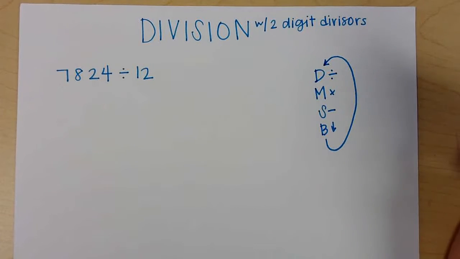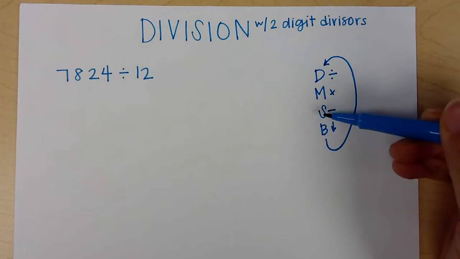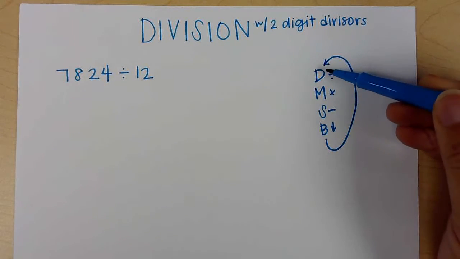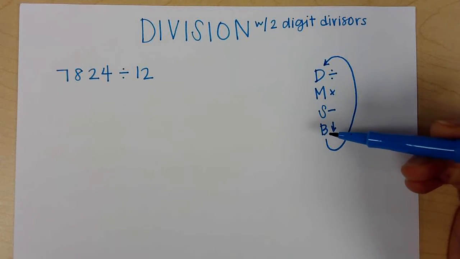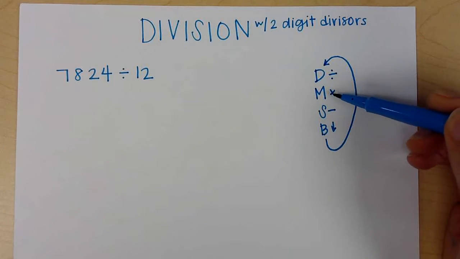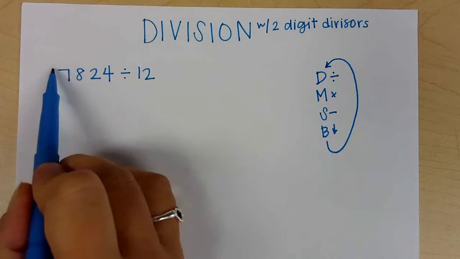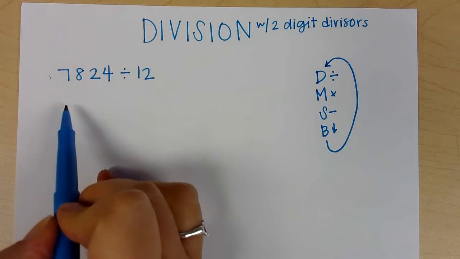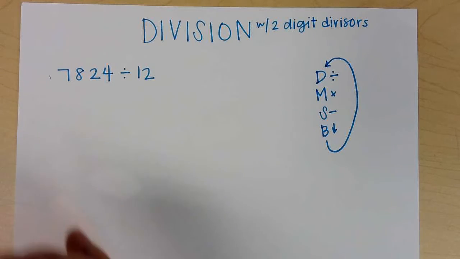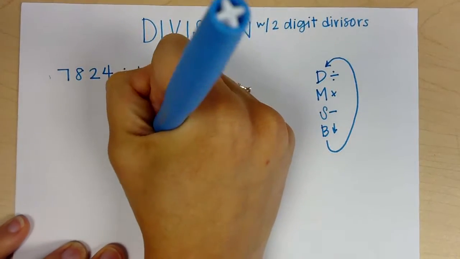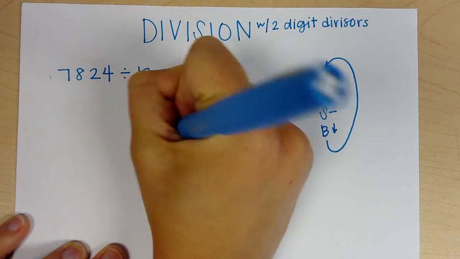Okay, so some ways to remember that are dad, mom, sister, brother. Does McDonald's serve burgers? Or divide, multiply, subtract, bring down. This first number is the dividend. It's the number that is being broken apart. That's the number that goes inside of our house.